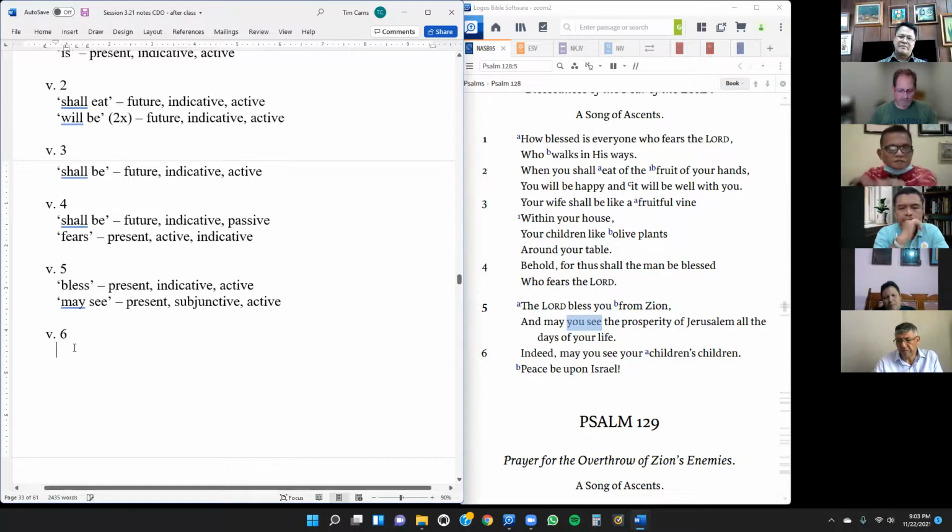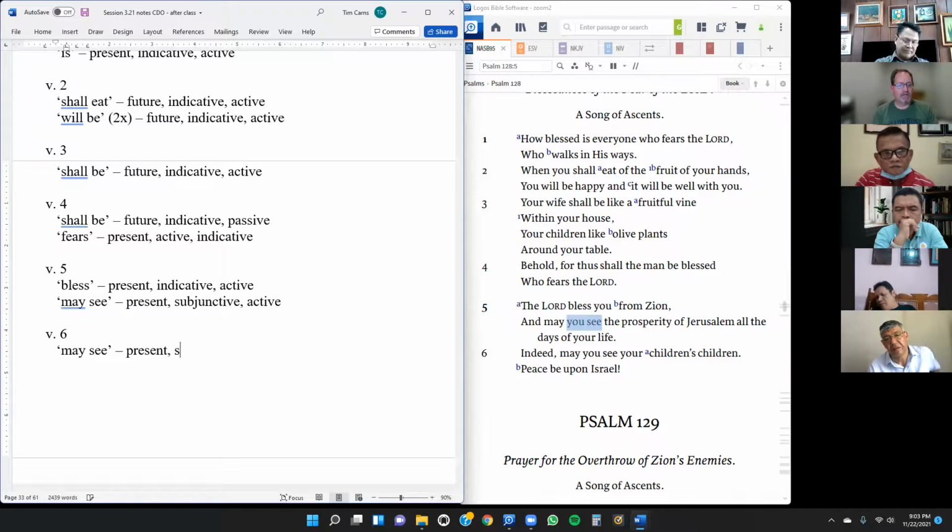I'll just do verse 6 real quick because it's past noon. Again, we have may you see. Same thing in verse 6, present. And again, it's subjunctive because the idea is we don't know, there is uncertainty, and it's active. And then peace be upon Israel. That's present.